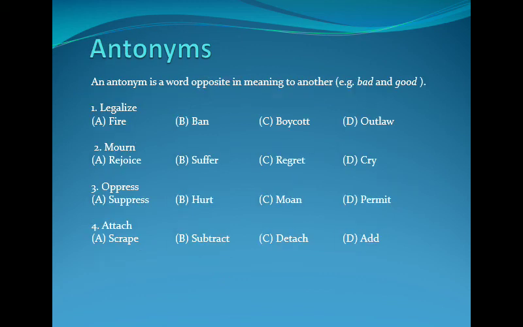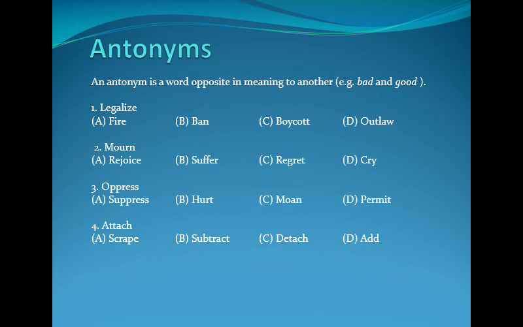Let's have a look at this last slide, which is antonyms. Antonyms means opposite words. As given in the example, bad and good are opposites. Let's have a look at four questions. First one is legalize. Legalize means to make something legal. What can be the opposite of that is to ban. To ban something means if a product is illegal, for example drugs, which cause harm to society. So obviously drugs are banned in all countries. So opposite of legalize is ban.